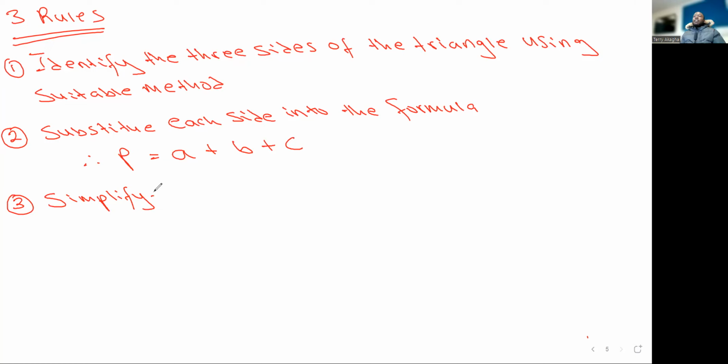So the first thing, you identify the three sides of the triangle using a suitable method. The second thing, you then substitute each side into the formula. And the third thing is then you then what? You then simplify. All right, good. So I'm going to pick an example now so that I will use it to explain.